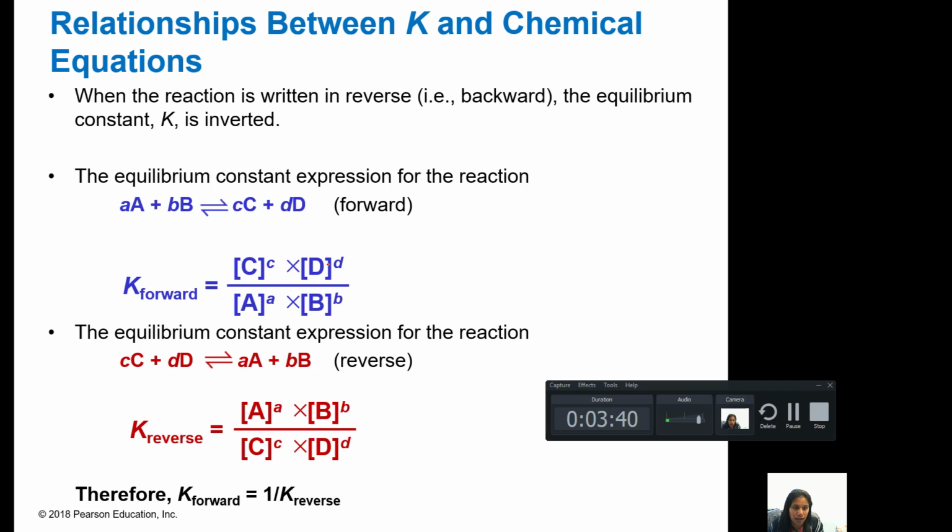This is the K for the forward reaction. If I ask you to write the equilibrium constant for the forward reaction, these will be the products and these are the reactants. But if I ask you to write the K for the reverse reaction, these are the products. K reverse would be what? These will be the products, right? That's what I should write here. Always, K forward equals 1 over K reverse. It's the opposite.